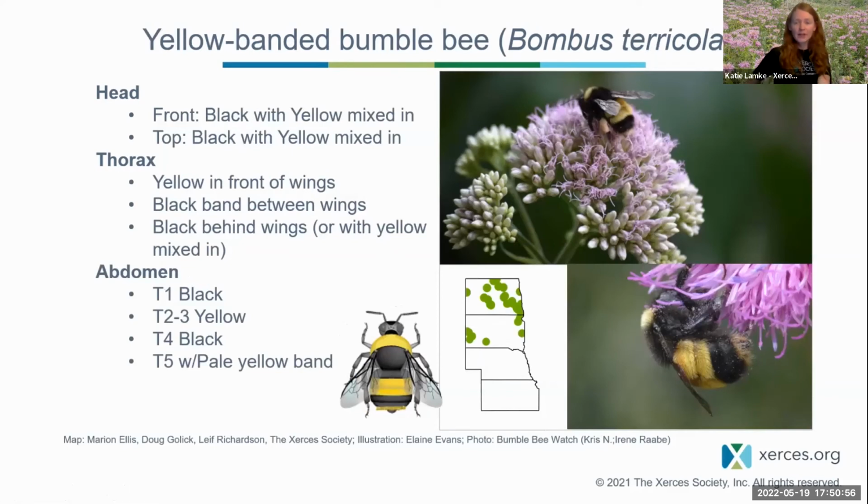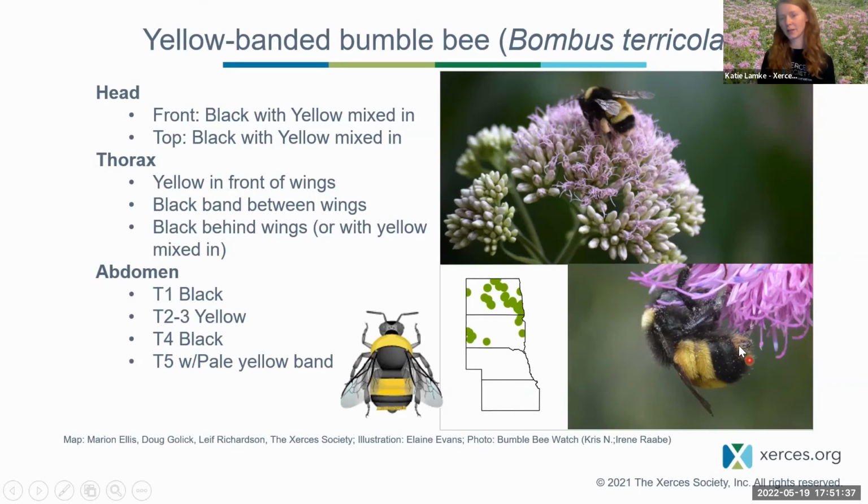There's the yellow banded bumblebee. So these are the bees now that have white or pale hairs. So if you're in Kansas, you won't be seeing these species unless you take a trip up to at least South Dakota. Yellow banded bumblebee, or Bombus Tricola, has yellow with black mixed in on the front of its face. It's got yellow in front of the wings and then black on the remainder of the thorax. The key thing about this species is this yellow pale band that it has here on T5. So it won't be the whole band that's going across, but it's got these different colored hairs down here.